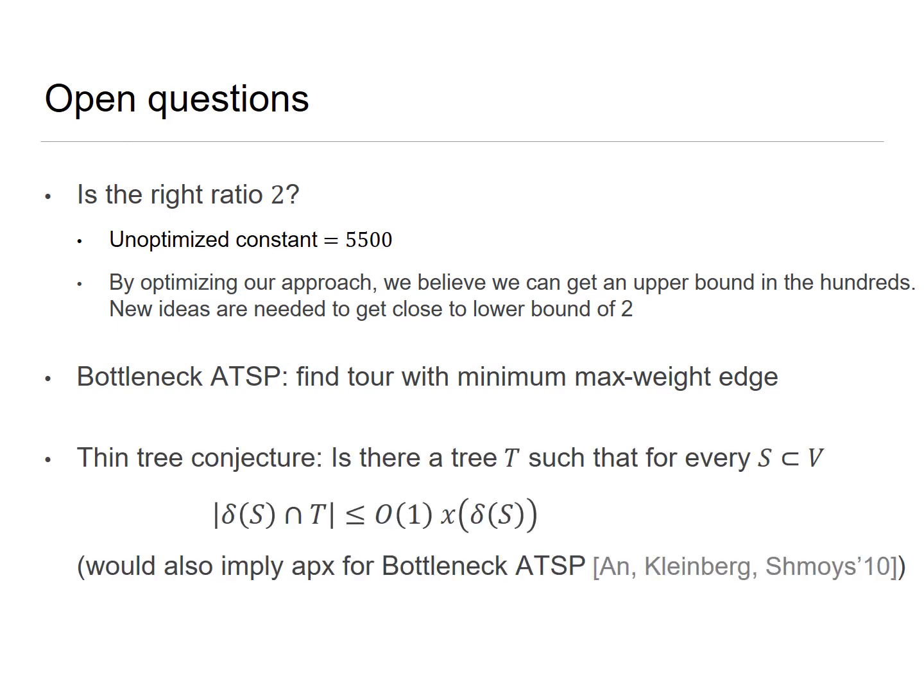One other avenue to getting a constant factor would be through solving the thin tree conjecture. That asks, given a Held-Karp solution, is there a tree such that for any cut, this tree crosses this cut with only a constant factor more edges than the LP puts there? So if you could find such trees efficiently, then you would get a constant factor using a different method, and that would also solve bottleneck ATSP. So that's also interesting in its own right. Bottleneck ATSP is easier, so maybe this can be solved even though we can't make progress on thin trees.